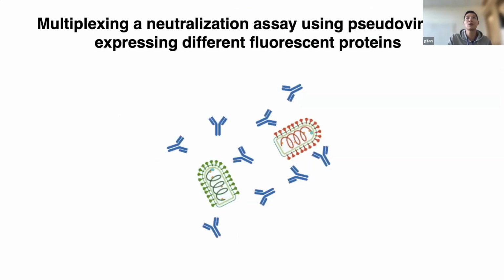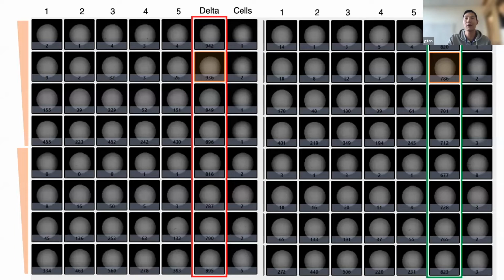And so what we did was we basically used this to multiplex our assay, and we were able to do 4 different viruses in two runs. So that saves time and saves precious volume from the patient samples. So this is what it would look like.